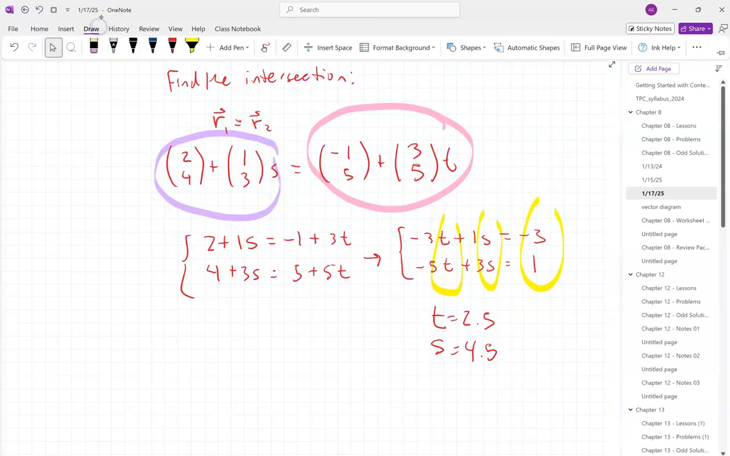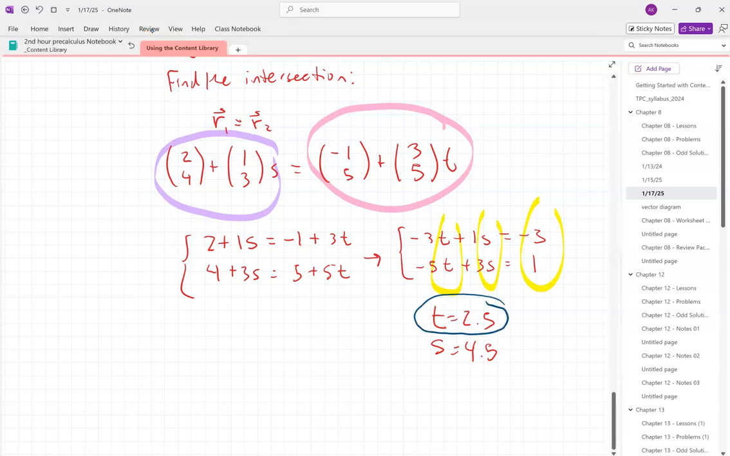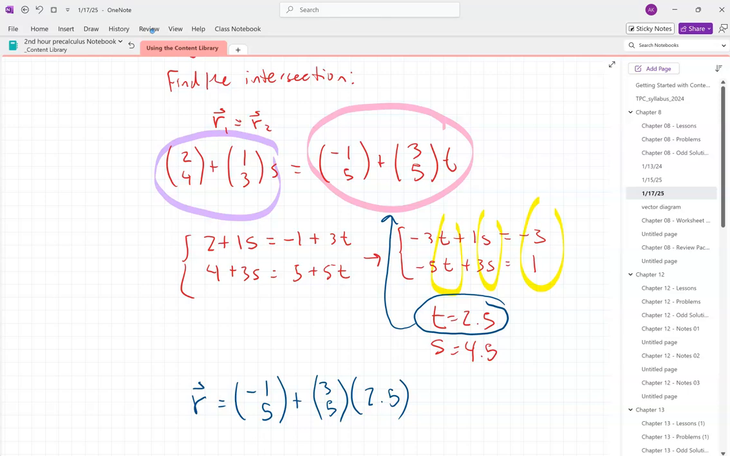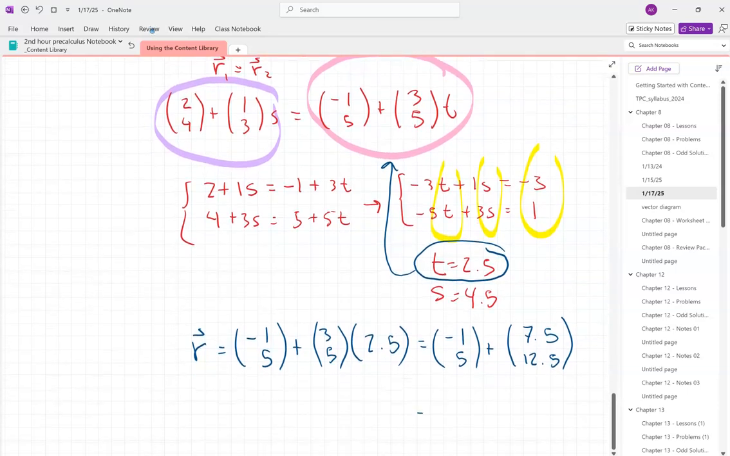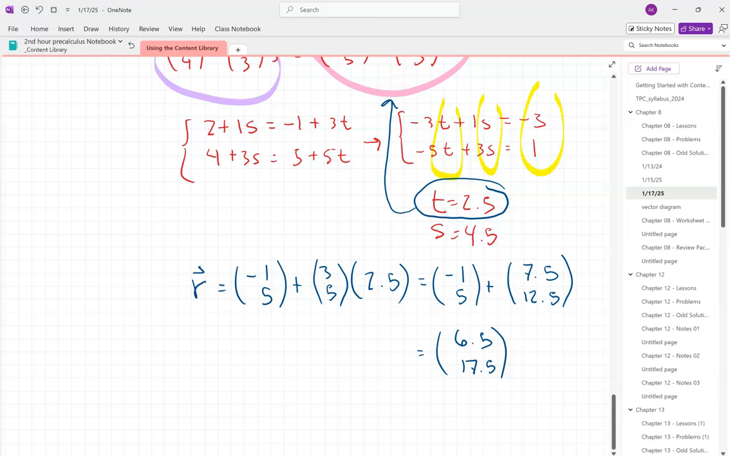So now I can take either answer. It does not matter. For the sake of argument, I'm going to pick the t, and I'm going to plug that back into R2. And so when I crunch this down, I'm going to get 7.5, 12.5. That's just me doing 3 times 2.5 and then 5 times 2.5. And then if I add those two vectors, that's going to be 6.5, 17.5. So I should have the point 6.5 comma 17.5.